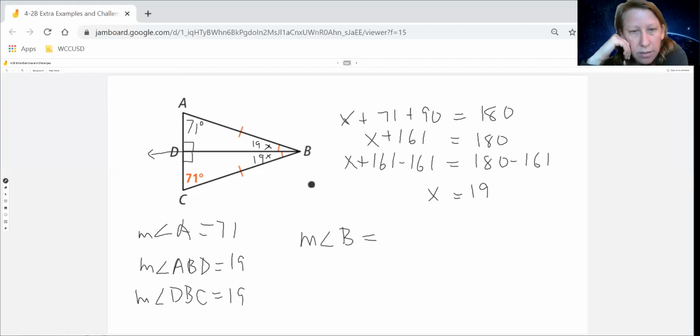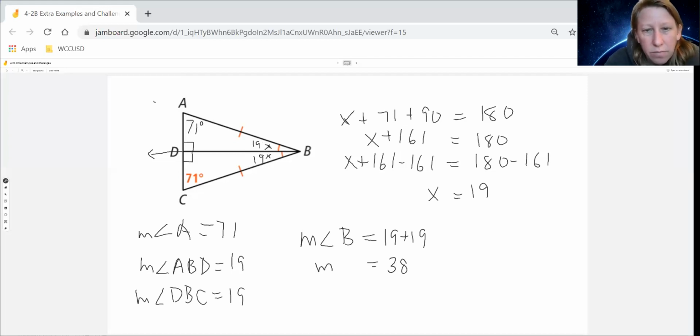How would I do that? B would be the whole angle from A to B to C. So for that, I could use the angle addition postulate. I can just add 19 and 19. And so the measure of angle B is going to be 38. And the measure of angle C was already given, it's 71.